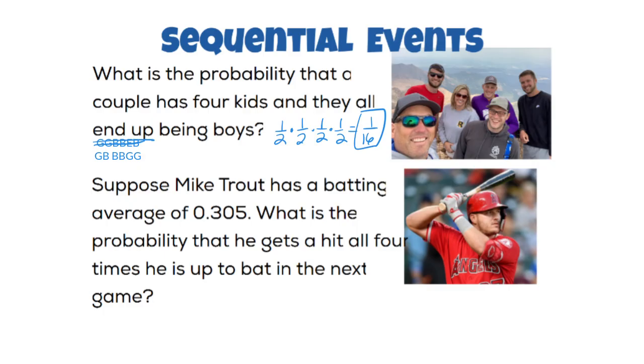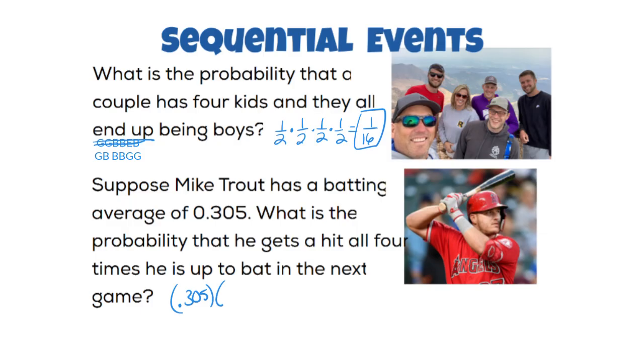Okay, let's look at the next scenario. Suppose Mike Trout has a batting average of .305. What is the probability that he gets a hit all 4 times he's up to bat in the next game? All right. So what's the probability he gets a hit the first time? It's a 0.305. Now he gets up to bat again. What's the probability he gets another hit?